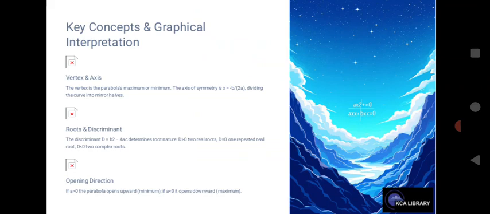Now, we have our opening direction. If a is greater than 0, note that the parabola opens upward, meaning minimum. But if a is less than 0, it opens downward, meaning maximum.